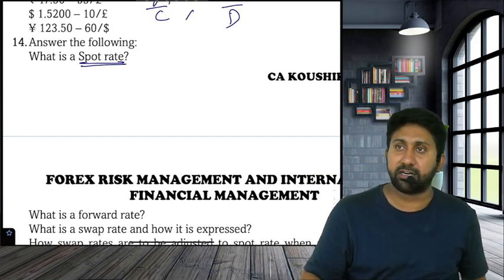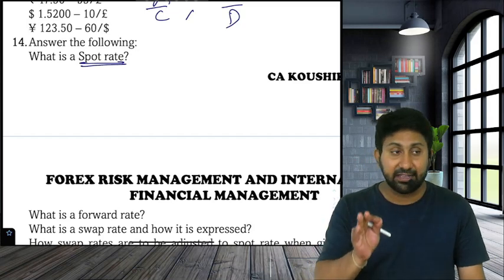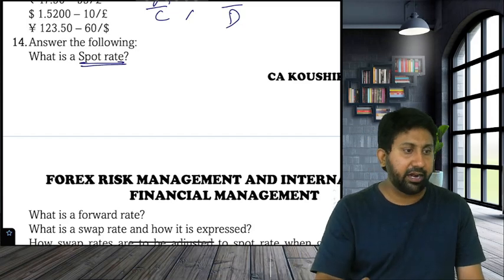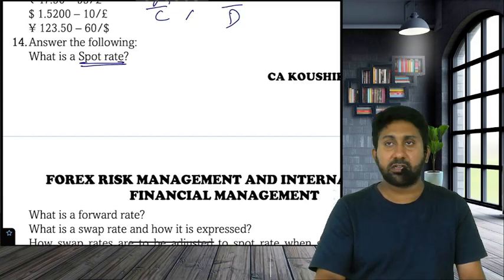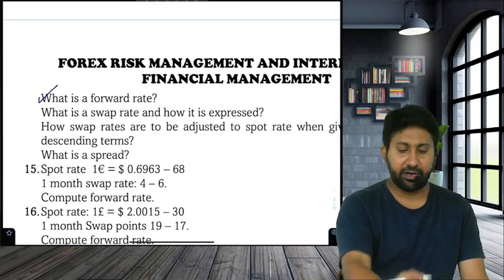That rate is called as what rate? It's a spot rate. I repeat for the last time. Spot rate is a rate that is quoted today for a transaction to happen today. That rate is called as a spot rate. It's a spot rate.